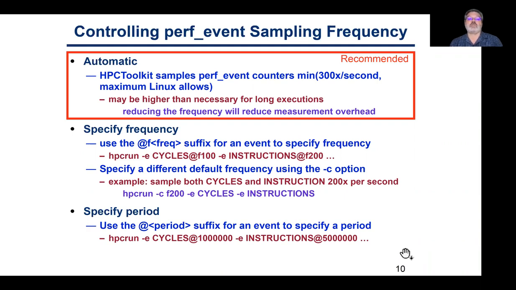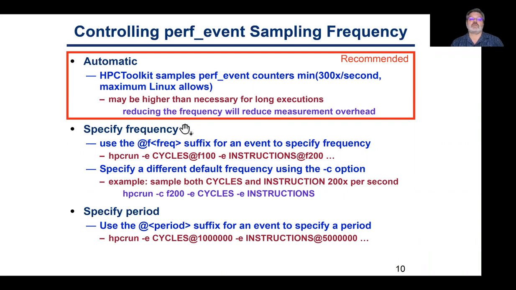I think the default frequency is 300 times a second on most architectures, and on KNL, I think it's lowered. I would have to check and see what our default frequency is on KNL. We found that if we're monitoring more than 100 times a second on every hardware thread, then it slows down the program significantly. So the automatic is very convenient, and it's going to right size the monitoring so that you're not spending too much time monitoring.